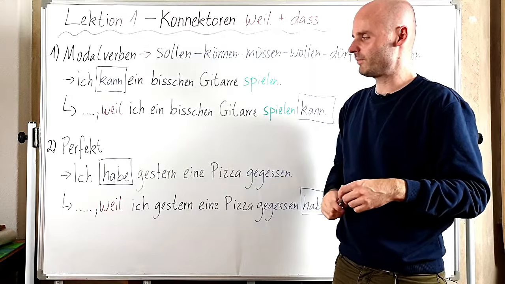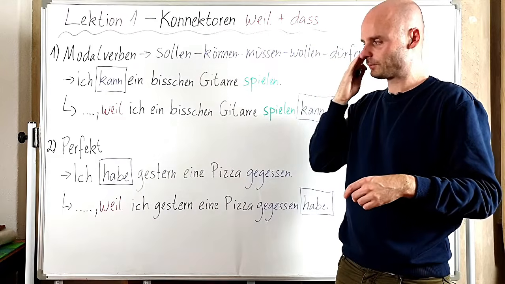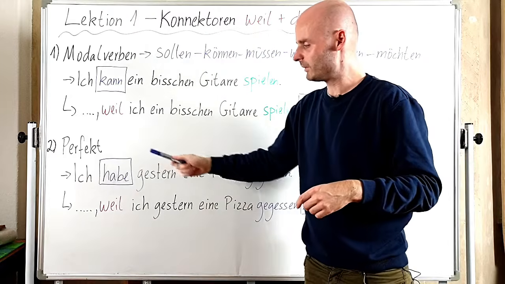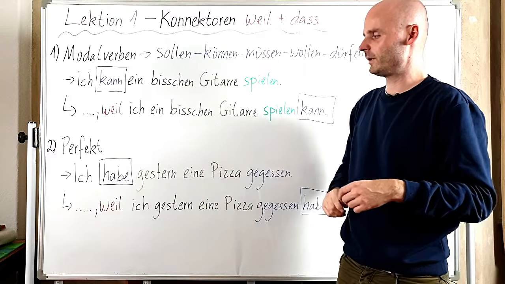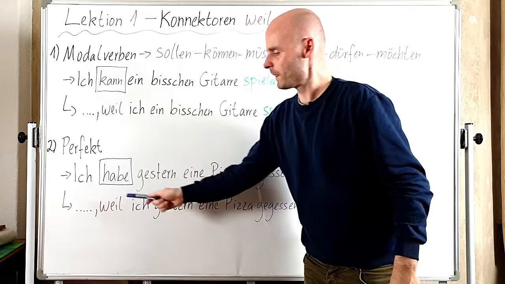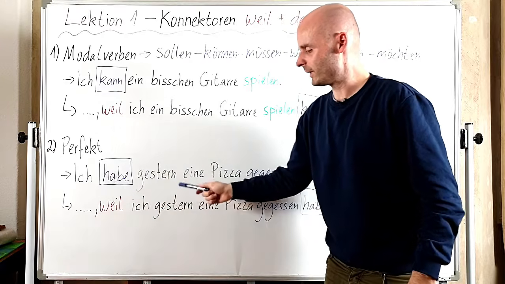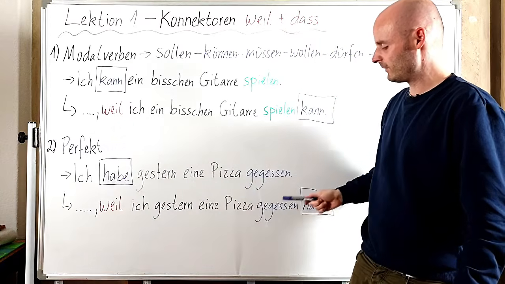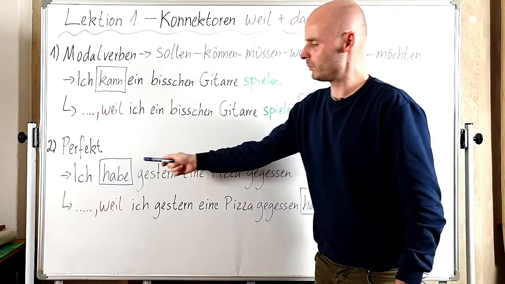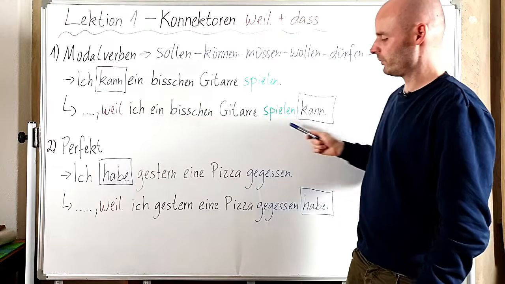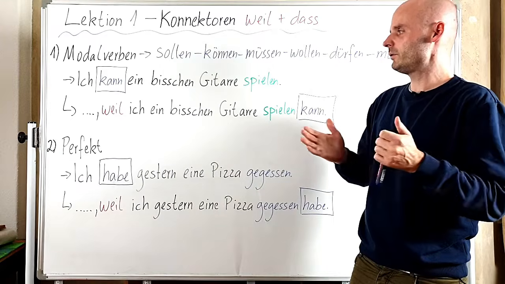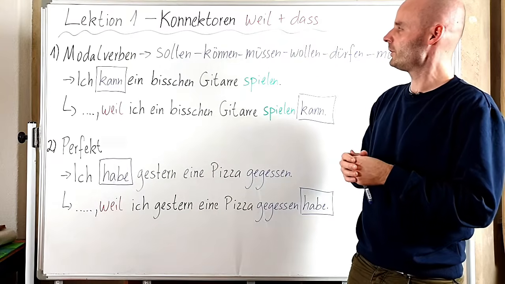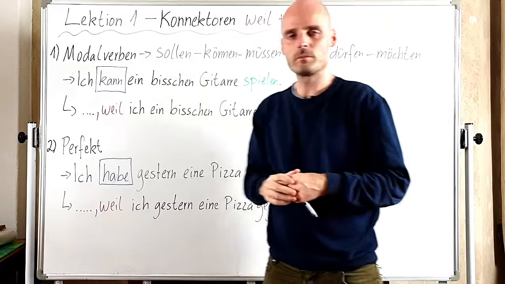We have the same with perfect. Yeah? Perfect is past. Ich habe gestern eine Pizza gegessen. Yeah? I have eaten a pizza yesterday. Again, weil ich gestern eine Pizza gegessen habe. So again, what is here in position 2 goes at the end. Yeah? So then you basically should know everything you need to know about these two connectors.